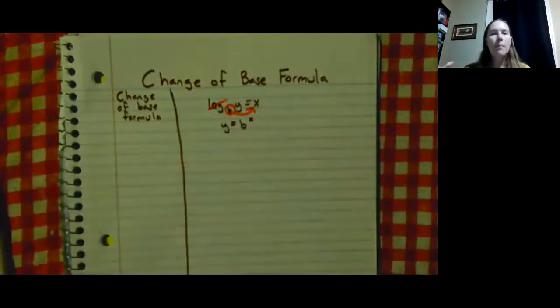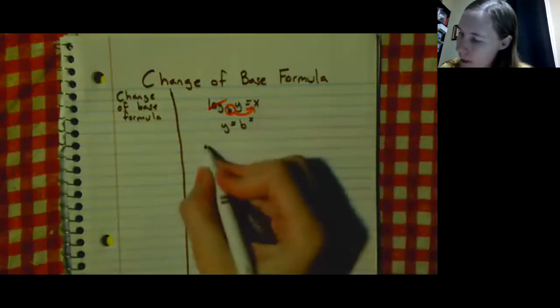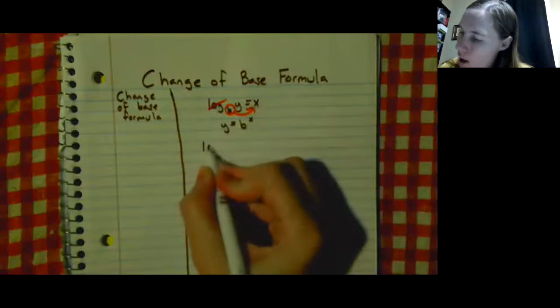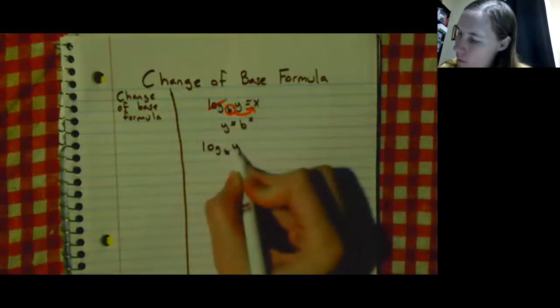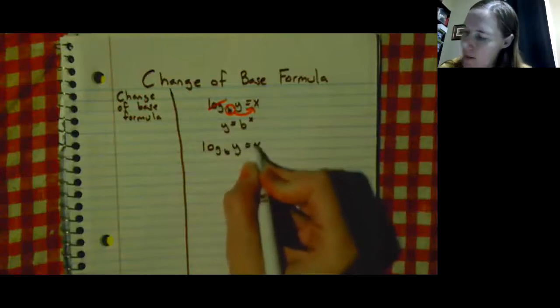Normally when we do this, we're like, oh, that makes sense, I can figure out that number. Well, what do we do if we can't figure out that number? So what we want to do is we have our log base b of y equals x.